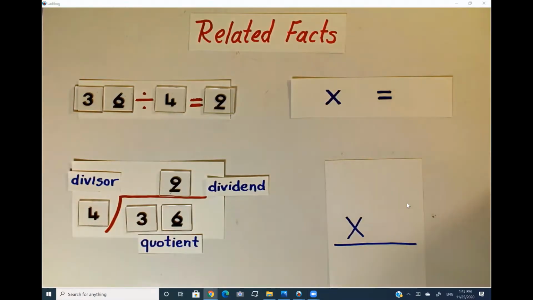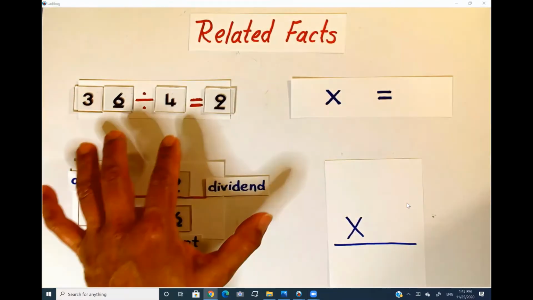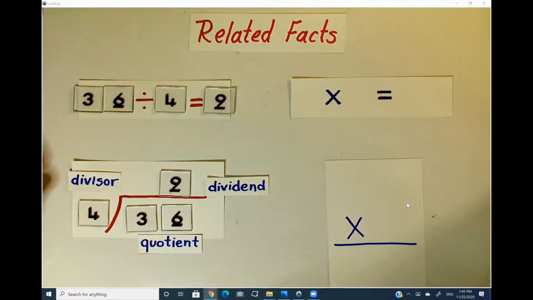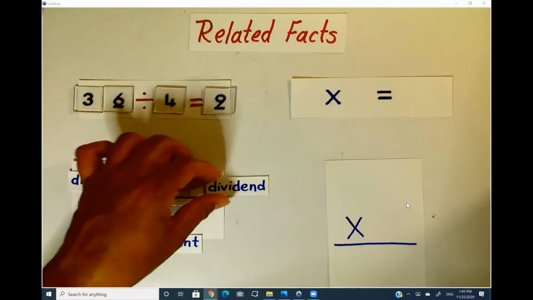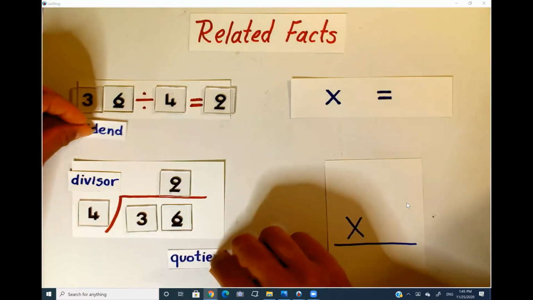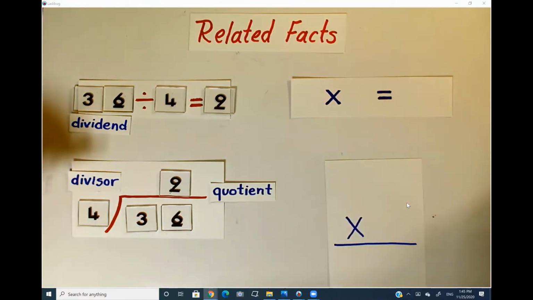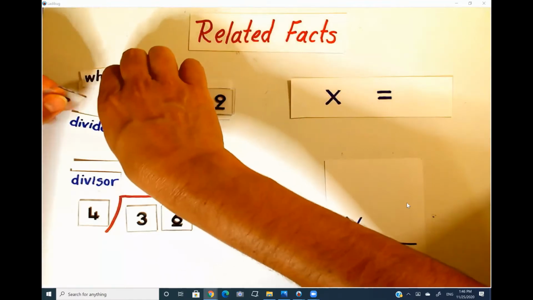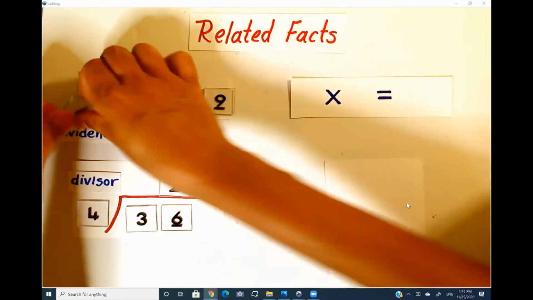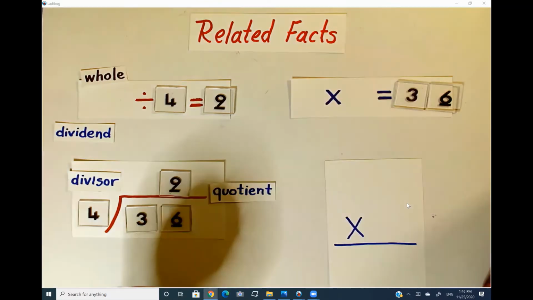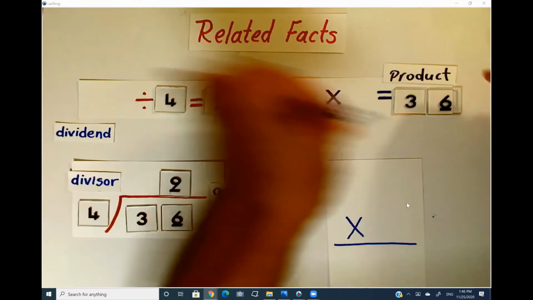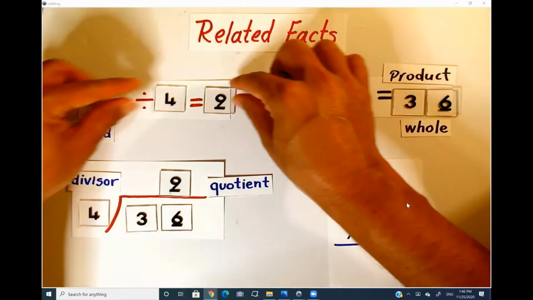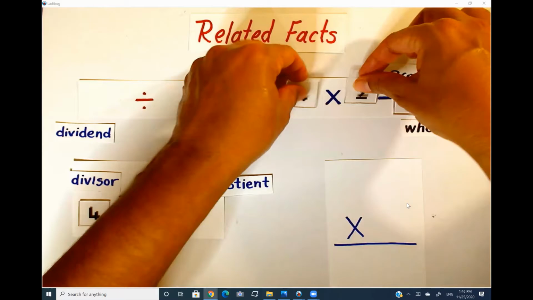Division and multiplication are related facts because they are opposite. They complement each other. For example, we know that 36 is the dividend, and that represents the whole. If we translate that to a multiplication, the dividend or whole now becomes the product of the multiplication, which represents the whole. Then we have the divisor and the quotient, that are going to become the factors.